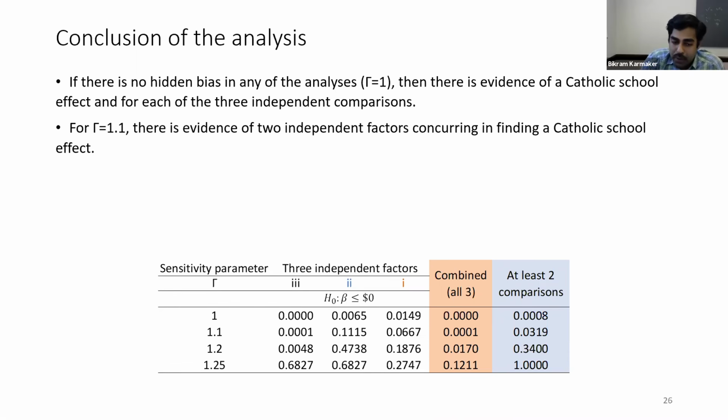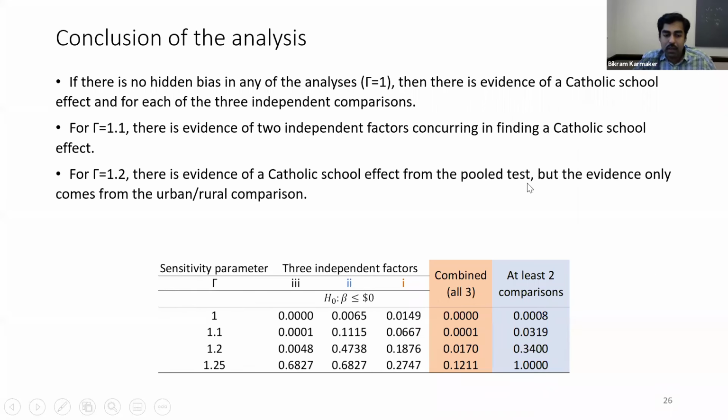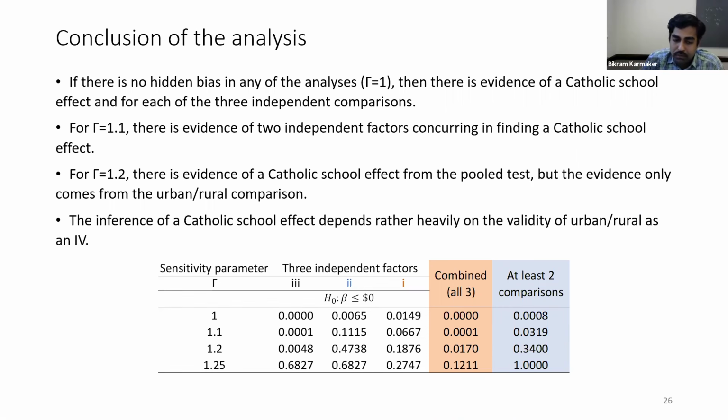When gamma equal to 1.1, there is evidence of 2 independent factors concurring in finding the Catholic school effect. So I'm looking at this number here. For gamma equal to 1.2, there is evidence of Catholic school effect from the pooled test, but the evidence only comes from the urban and rural comparison. The inference of a Catholic school effect depends rather heavily on the validity of the urban rural IV.